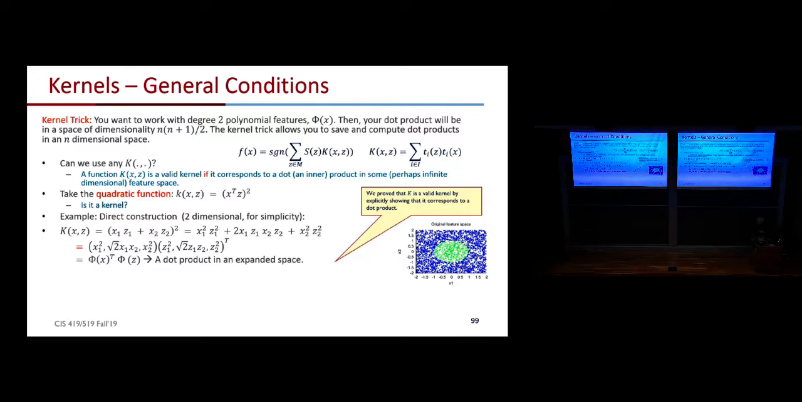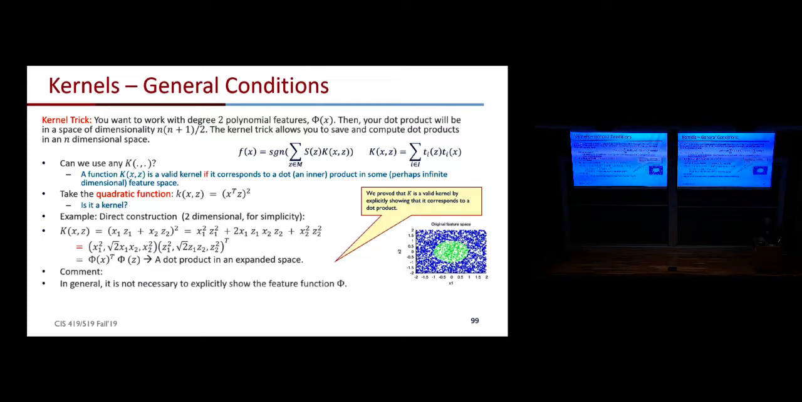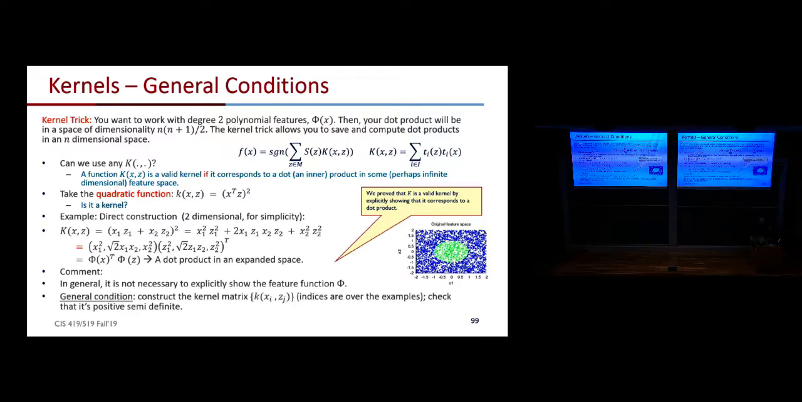Now, it's not the only way, as I said. A comment here: in general, you don't necessarily have to show this feature function phi that I showed here, for example, phi of x and phi of z. There's another condition that is more general. You can construct a kernel matrix by looking at the values k of x_i, z_j, so it's going to be a matrix, and the ij entry there is going to be k of x_i, z_j. If this matrix happens to be positive semi-definite, which I'm not defining here, most of you have seen it, it's a kernel. Now, we won't care about it.